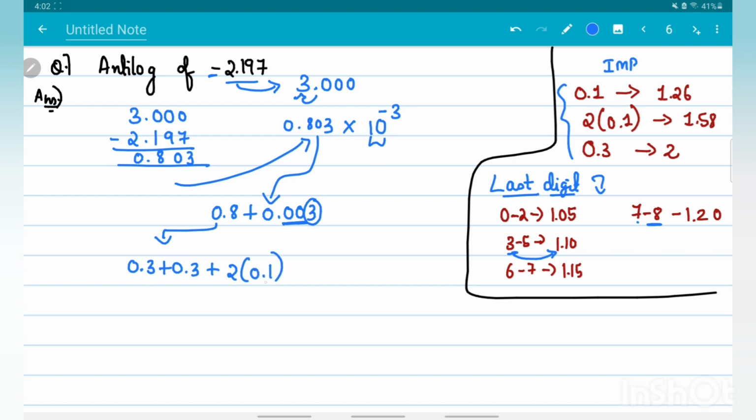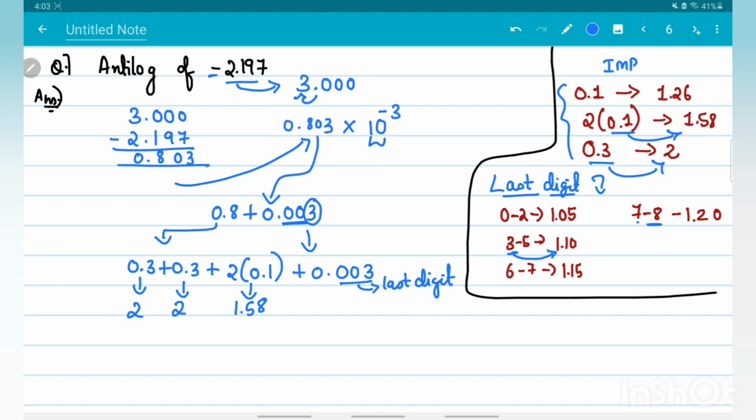So when you add these 3, what you get is 0.8. Okay, then you bring this down and write it as plus 0.003. Now you just need to substitute those values. Now this 0.3, what was the value for 0.3? The value was 2. So we are going to write 2 over here, 2 over here. Then for this, the value was 1.58. So you write it as 1.58, and this is our last digit.